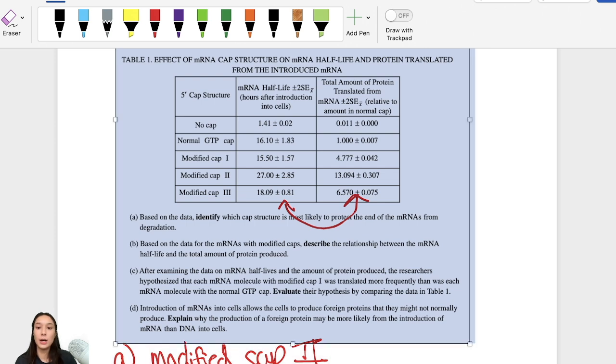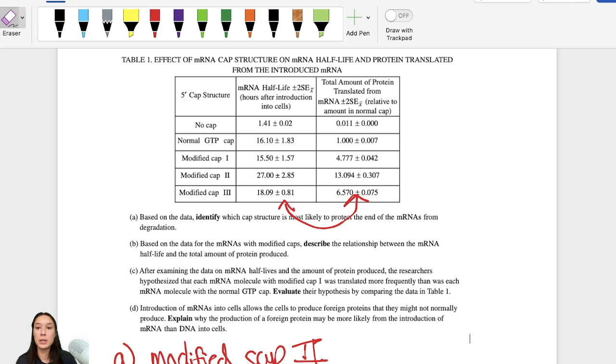So if I'm looking for a correlation between these, like I said previously, modified Cap2 had the highest half-life and also had the highest total amount of protein. Let's look at the lowest one now. The lowest mRNA half-life also had the lowest amount of protein, okay? The second highest mRNA half-life had the second highest total amount of protein. And I can keep going with this one. The second lowest, 15.5, had the second lowest total amount of protein.